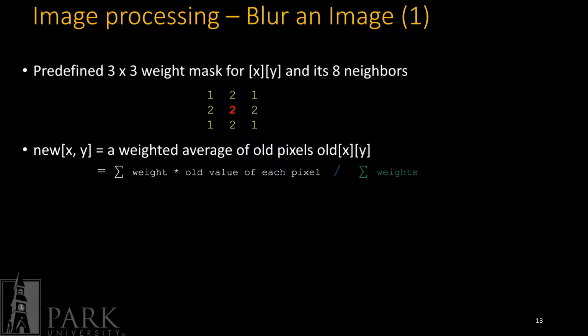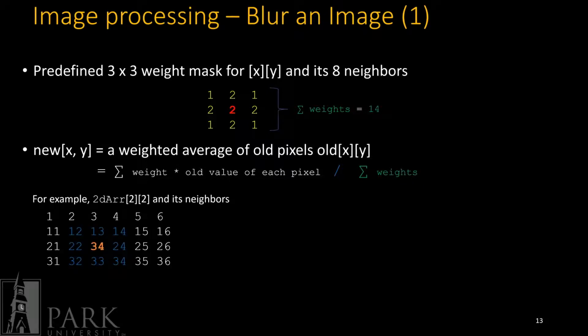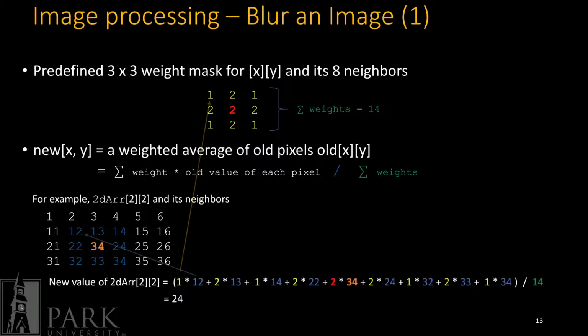In this case, the sum of the weights is equal to 14. So for this example, given the weight mask and this 2D array, the new value of the element at row 2, column 2, which is right here, will be calculated like this. So 24 would become the new value at index 2, 2 in the new image.